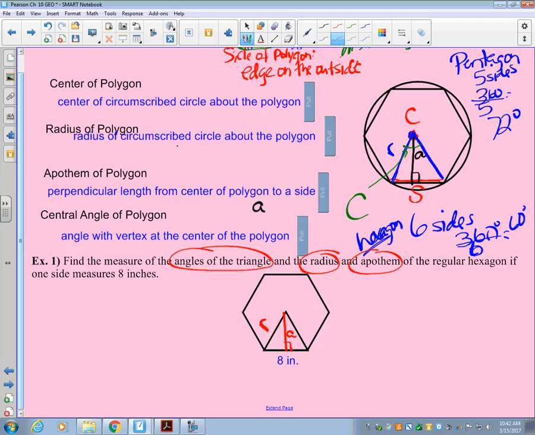All right. So, how many sides do we have here? What shape is this? Hexagon. So it has 6 sides. What is the central angle? Right? It's 60. So our central angle is 60 degrees.